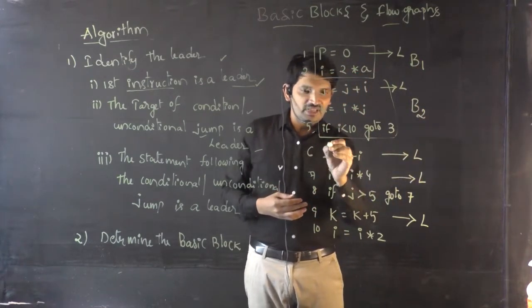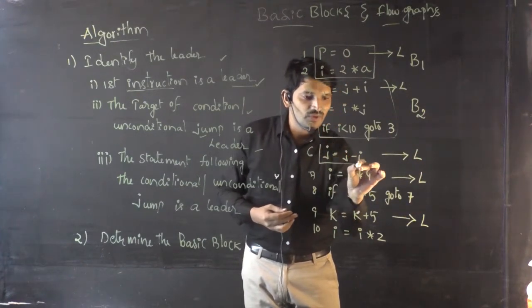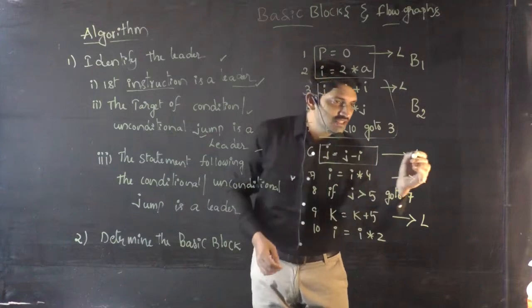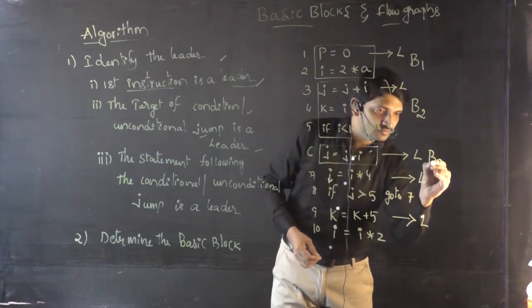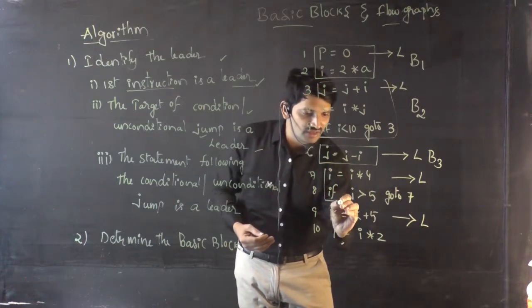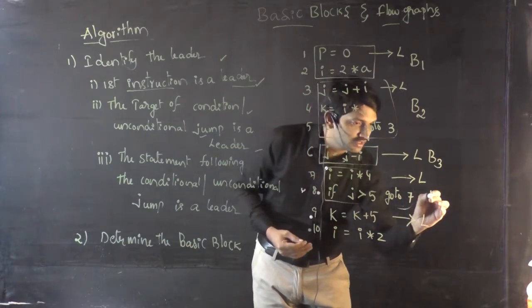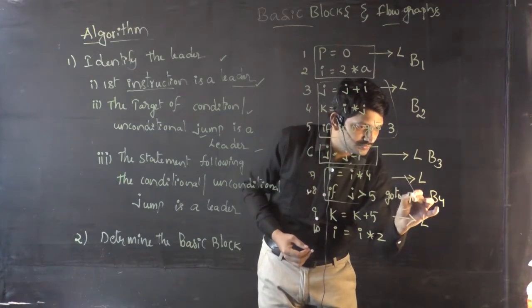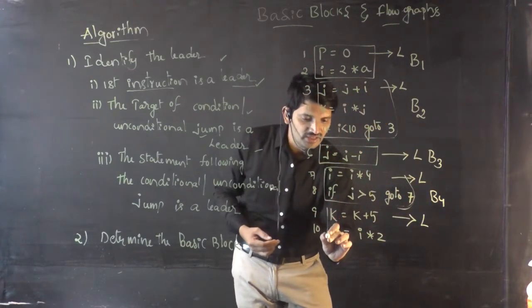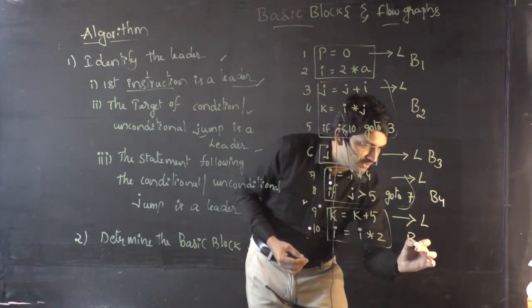Next, here this is the leader, and immediately one more leader is there. So this one instruction comes under block 3. And here it is the leader, and until the next leader, the entire set of instructions must be kept in one more block known as B4. Next, finally, this is the last block, B5.